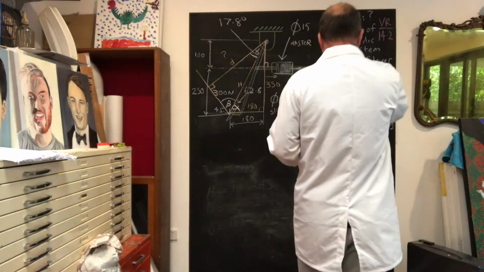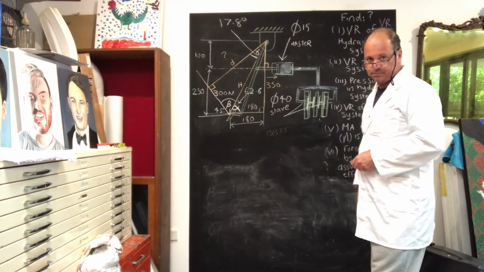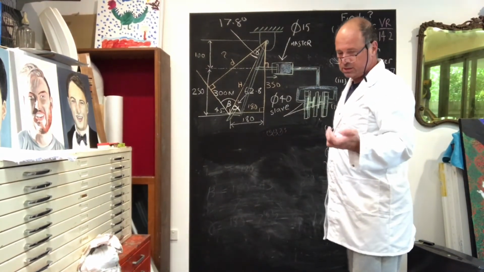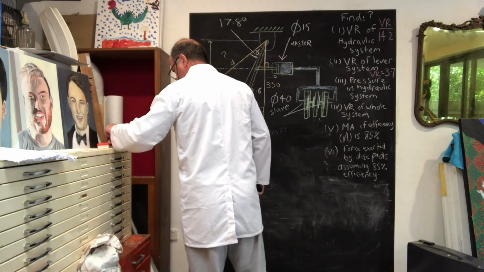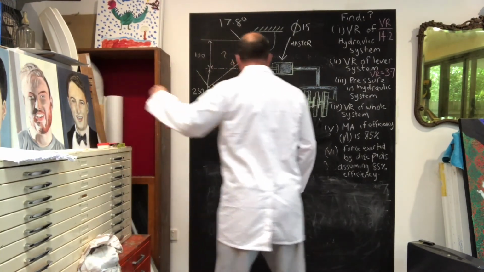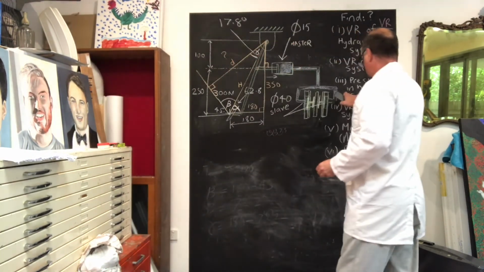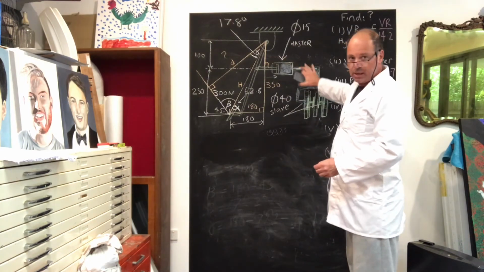Okay, so the next part of the question is asking for the pressure in the hydraulic system. This is a really simple question. Once you've got to this point here, this is gift marks. So we're doing part 3, pressure in the hydraulic system. So we're talking about this part of the system.